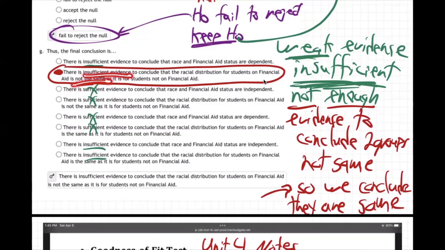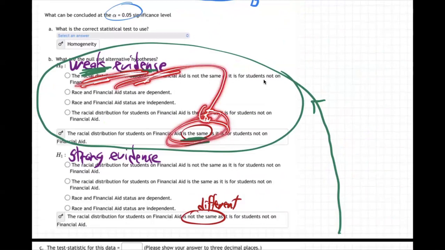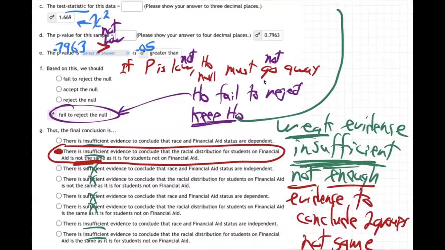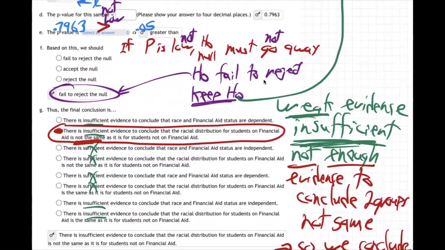Remember, H0 up here said they're the same. We conclude the work study, non-work study, same racial makeup, right? There was weak evidence, so we concluded they are the same. There was such weak evidence, we could not conclude they're not the same. So we concluded they are the same. That's what this is saying. Not enough evidence to conclude they're not the same. So there we go. And that is a little tricky at the ending.